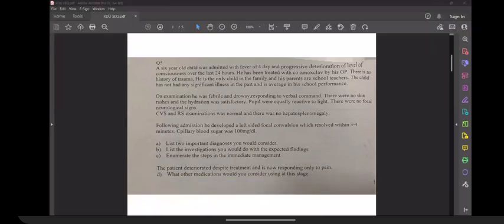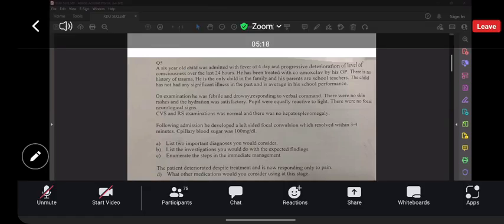Goodness gracious, there are a lot of Mr. Dots.